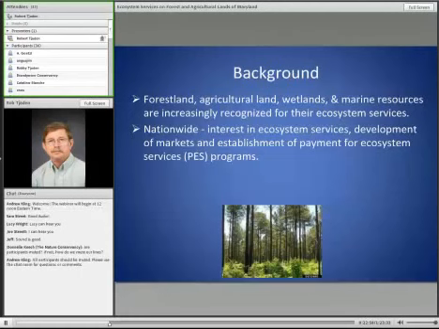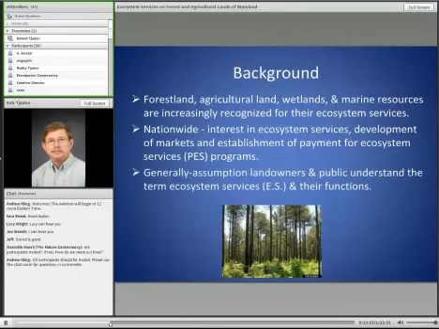And there's a general assumption that landowners, the general public, and many of us in the professional natural resource and environmental area know what ecosystem services are and their functions. And then I'll talk a little bit more about some of our findings there.